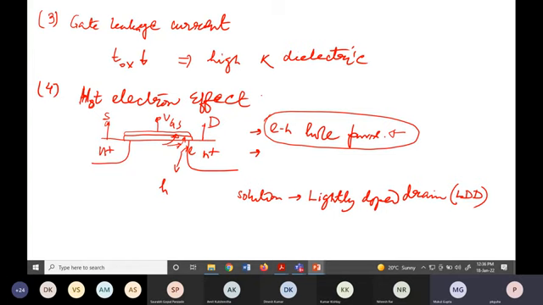Okay, but the second part I mentioned, sometimes in the book they don't put it in the hot electron effect itself. They just describe it as gate leakage current. Okay, so this part it will not take care of, you are right.